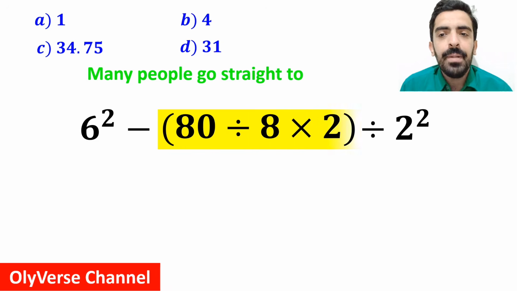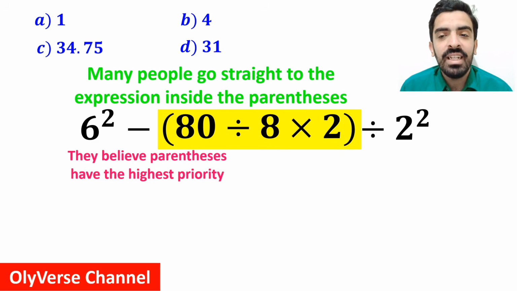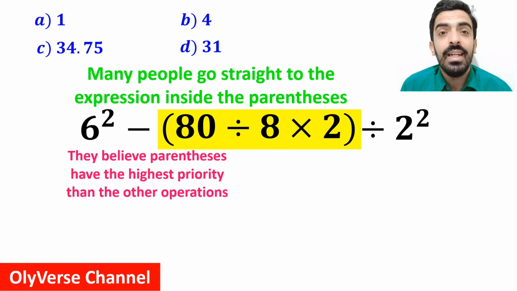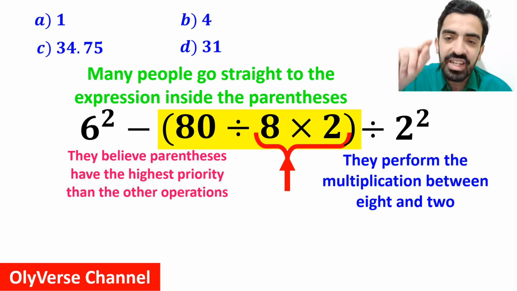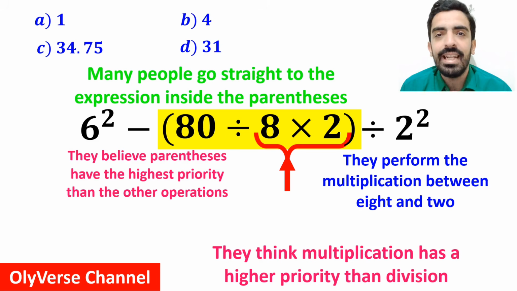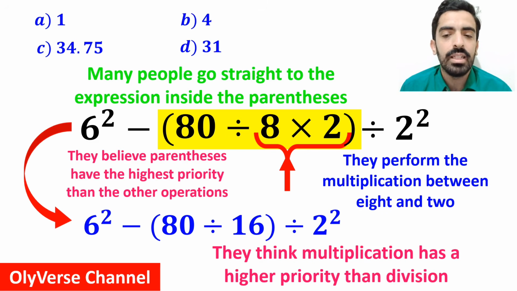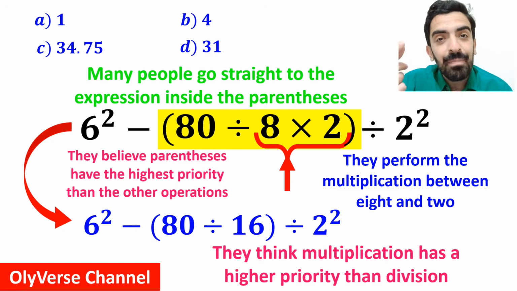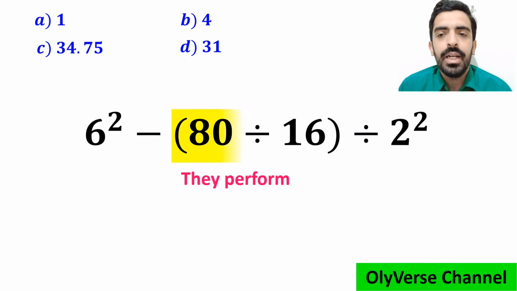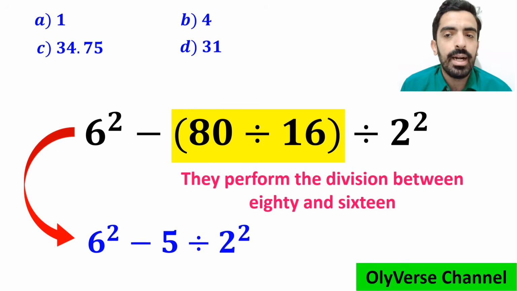At the beginning, many people go straight to the expression inside the parentheses because they believe parentheses have a higher priority than the other operation. And they immediately perform the multiplication between 8 and 2 because they think multiplication has a higher priority than division. So, they simplify this expression and write it as 6 squared minus 80 divided by 16 inside the parentheses, then divided by 2 squared. And the next step, they move on to the division between 80 and 16 and replace this expression with 6 squared minus 5 divided by 2 squared.